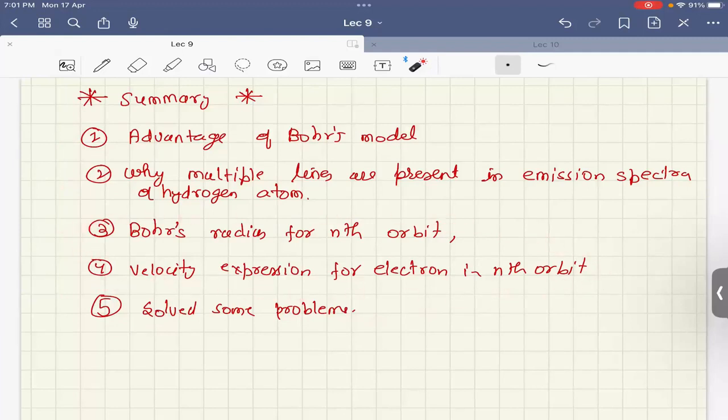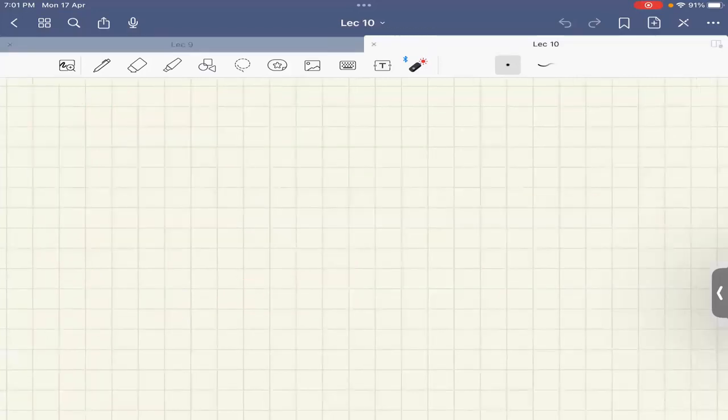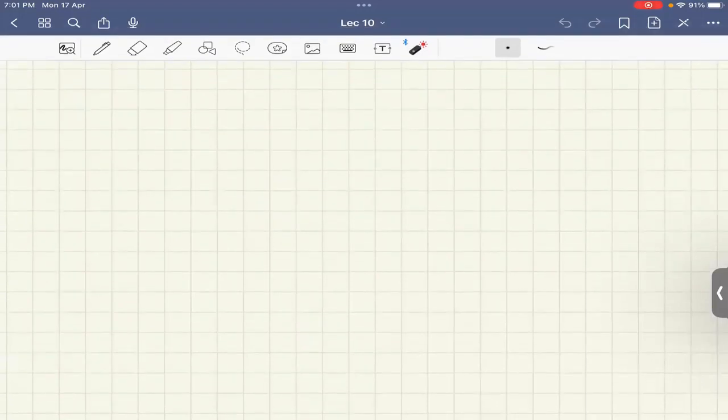Further, we also solved some 4 to 5 examples which showed how to apply the expressions we derived. In today's class, we are going to study the concept of quantization of energy given by Bohr, and then the limitations of Bohr's model and how these limitations arise. Like for example, we are going to study the uncertainty principle given by Heisenberg, and the dual wave and particle nature of matter. So let us begin.